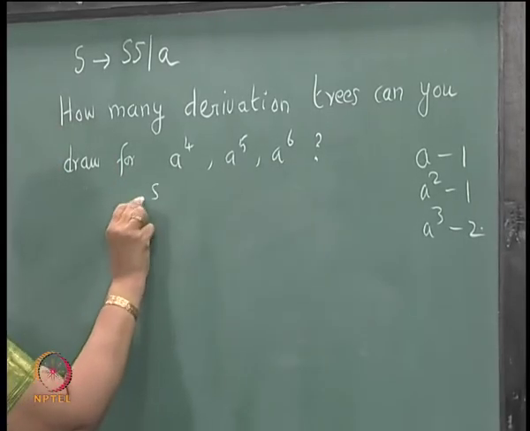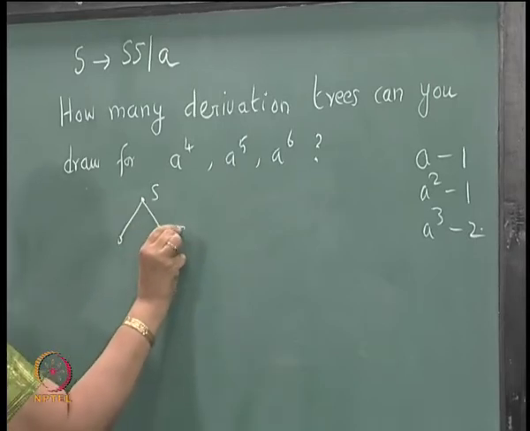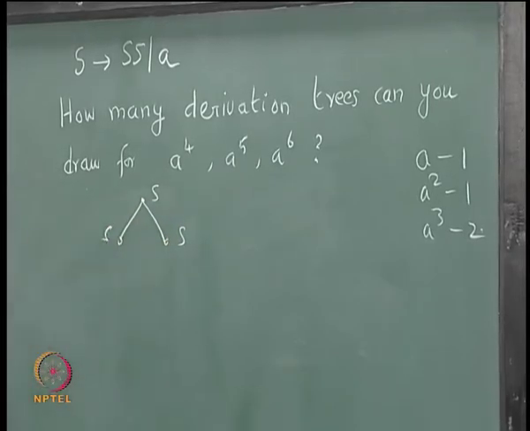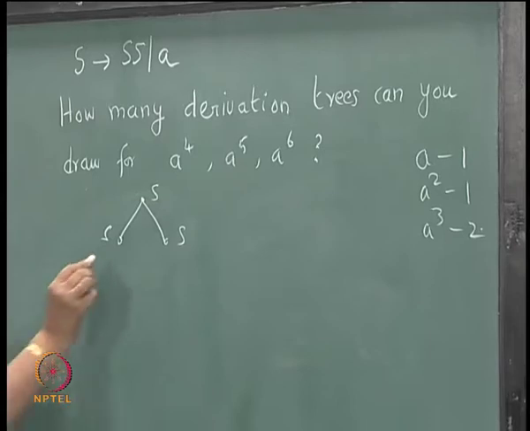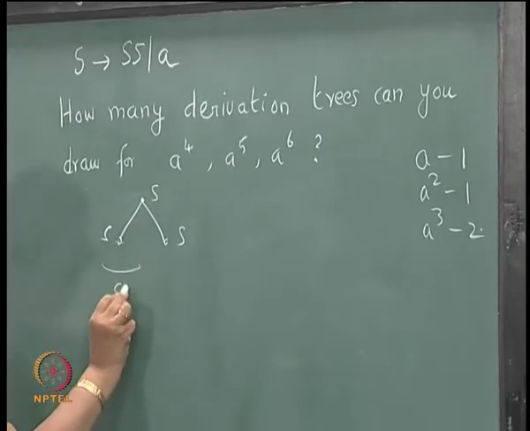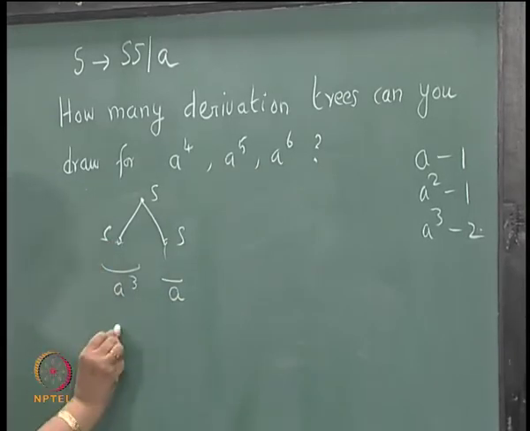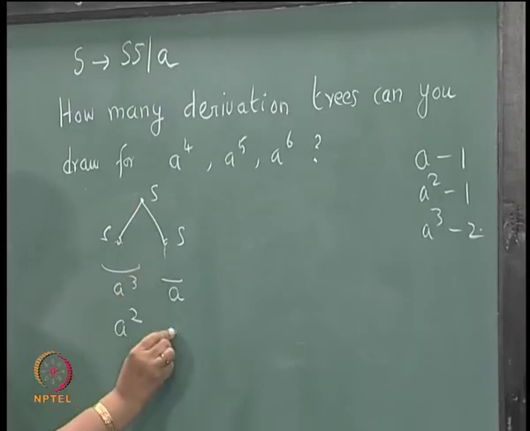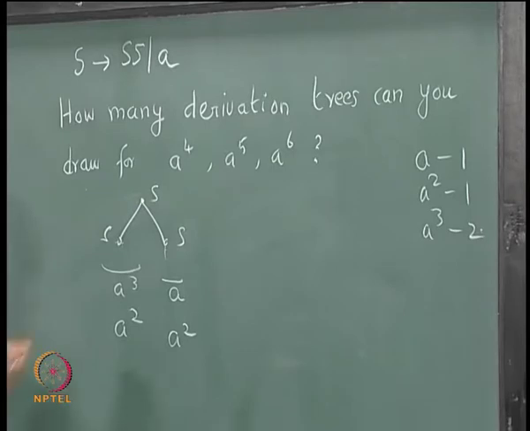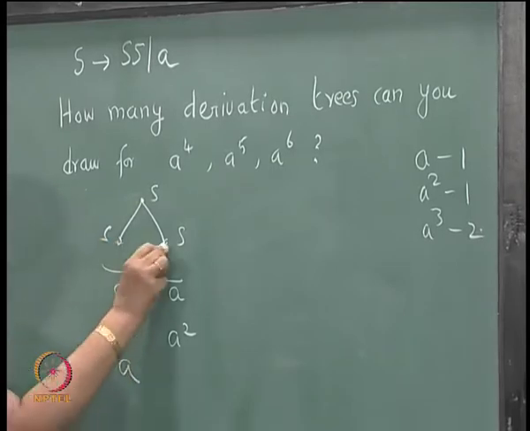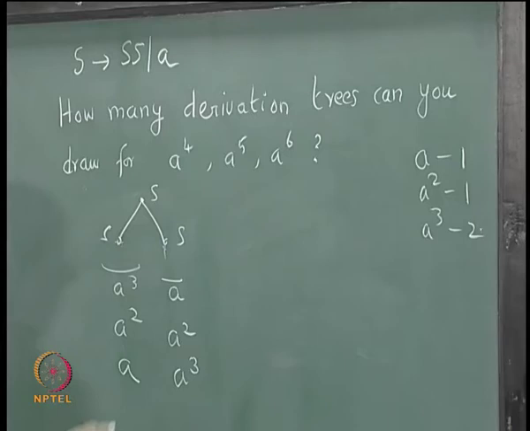Now the first step in the derivation tree will be like this. Now in this, from this S you can derive A cubed, and from this S you can derive A. This is one possibility. And from this S you can derive A squared, and from this S you can derive A squared. That is another possibility. From this S you can derive A and from this S you can derive A cubed. These are the three possibilities.